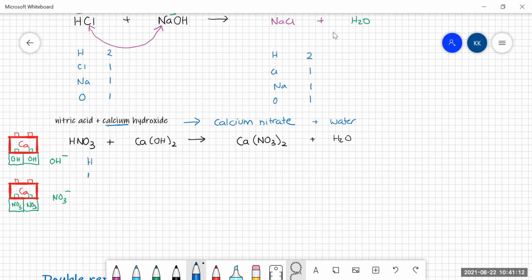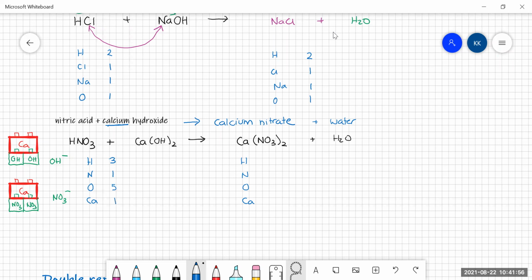So we have hydrogen, nitrogen, oxygen, and calcium. And we'll do that on the other side as well. Hydrogen, nitrogen, oxygen, and calcium. So let's count them up. On the left-hand side, we have 1 hydrogen in the nitric acid and 2 in the calcium hydroxide, so that's 3 altogether. We have 1 nitrogen in the nitric acid, that's the only one. The oxygens, we have 3 in the nitric acid, plus another 2 in the calcium hydroxide, so that's 5 altogether. And calcium, we just have 1 in the calcium hydroxide.